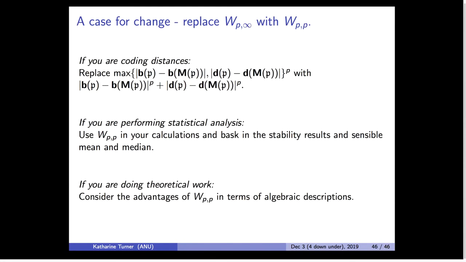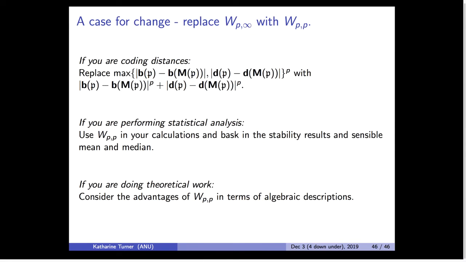All right, so I'm just going to finish off by appealing to people to make the switch. Consider Q to be P. It doesn't take that much. If you code distances, you replace one line of code. If that's all you do, then other people have the choice. I think a lot of people use Q equals infinity because that's what the code has.